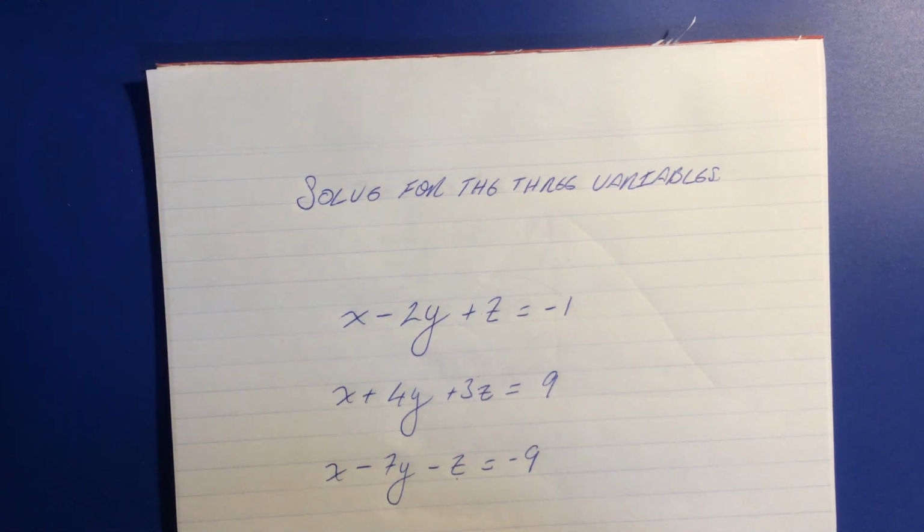Today we're solving this set of simultaneous equations for three variables, x, y, and z. Now there are a number of ways in which this can be done. I'm going to choose elimination.